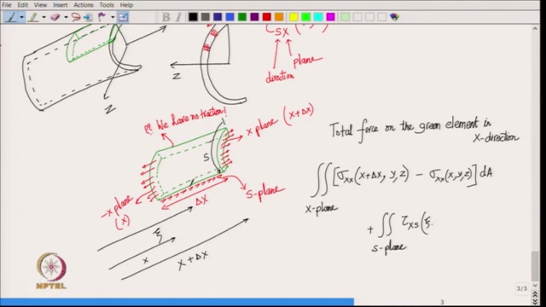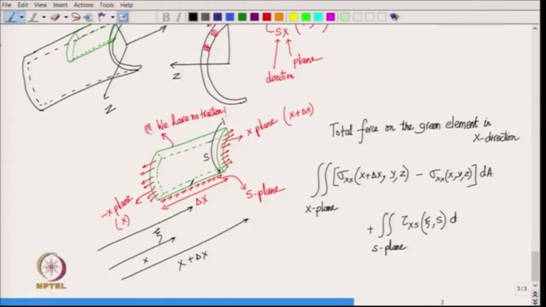So, tau x s is a function of zeta, and then what other thing? Also the point S where we are locating the arc length, and then along the thickness we simply said that it is not varying because it is so small, is not it. So, this into dA, and this should be equal to 0. Okay. So, let us work it out.